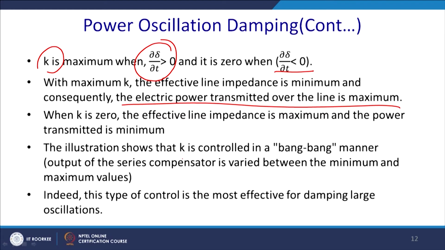The illustration shows that K is controlled in a bang bang manner. Bang bang manner means positive and negative, like your ACs. You set it at 25 degree centigrade or 26 degree centigrade. So, how will it be controlled?